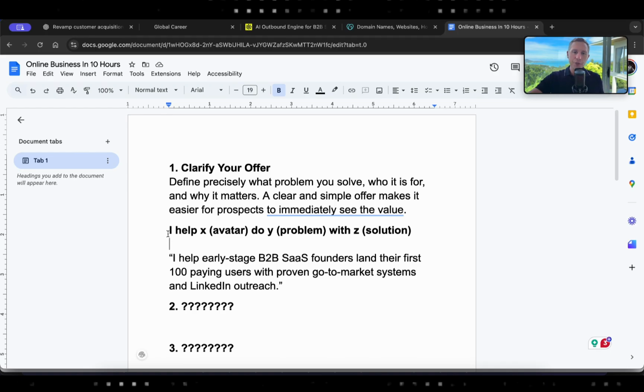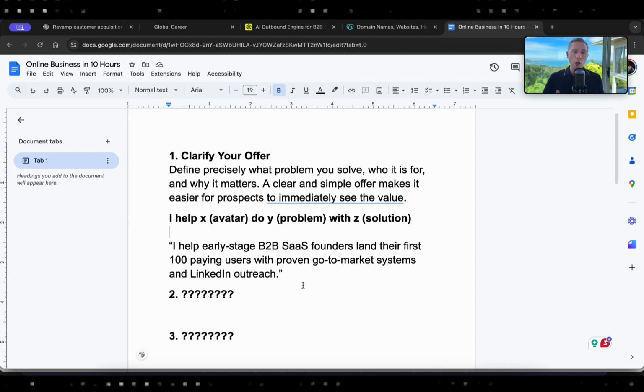you can even give it a nice little name. And so one of the examples I have here that uses this formula is: I help early stage B2B SaaS founders land their first 100 paying users through a proven go-to-market system and LinkedIn outreach. Now, again, this would probably need a little bit more fine-tuning if I'm going to be putting it on my website or landing page, but you kind of understand the process of how to think about this.